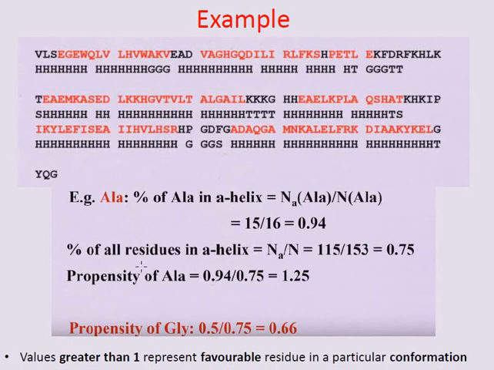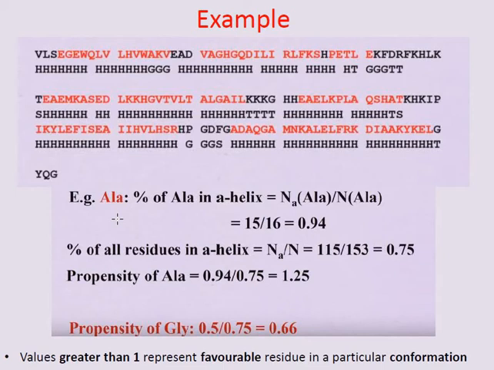So after calculating the glycine propensity in this manner, we have this value of 0.66. So it is less than 1. That means this glycine is not preferred in an alpha helix conformation. In this example, we have taken only one residue, and similarly these propensities can be calculated for all 20 amino acids in the protein sequence, right?